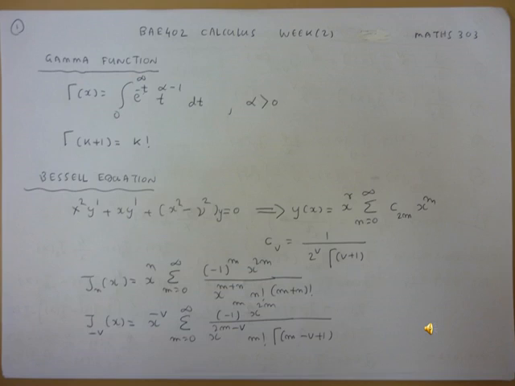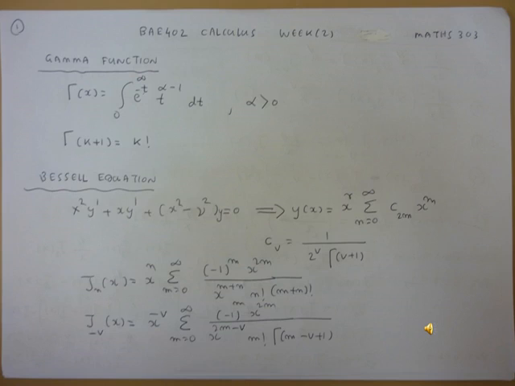The equation for the gamma function is that gamma of k plus 1 is equal to k factorial. For the factorial, 5 factorial is 5 multiplied by 4 multiplied by 3 multiplied by 2 multiplied by 1. So this is the factorial function, and we write it as a gamma function: gamma of k plus 1 is equal to k factorial. The gamma function is the integral from 0 to infinity of e to the power minus t, t to the power alpha minus 1.